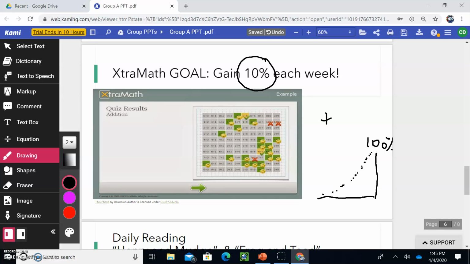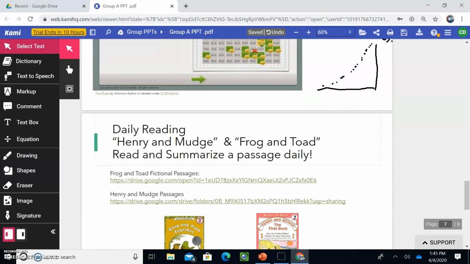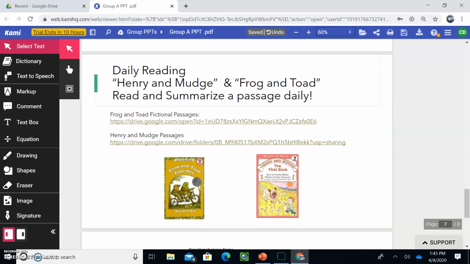Okay. Next, we're going to move into daily reading. These passages are leveled in the 300 to 400 Lexile range, which is where our reading level is. These should be quite independent. You shouldn't have much challenge or difficulty with these passages. Remember, these are fiction. So you're going to read one passage daily and then summarize it. Think about fiction: character, setting, problem, solution.